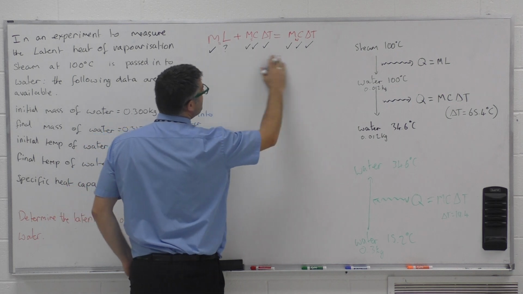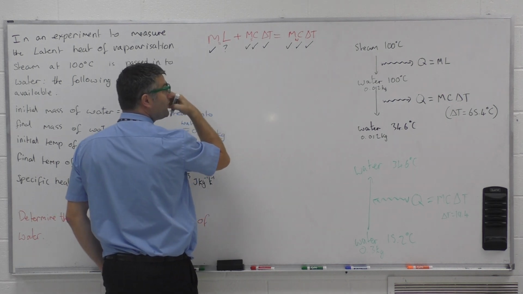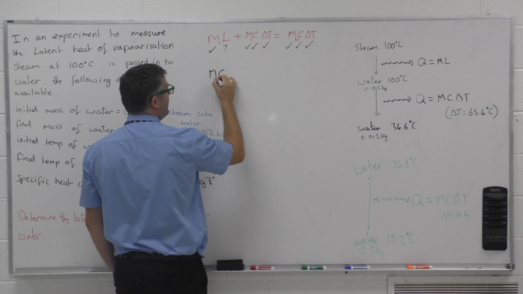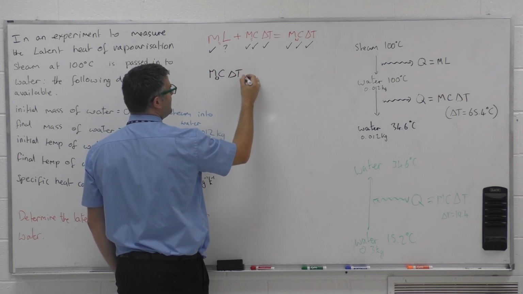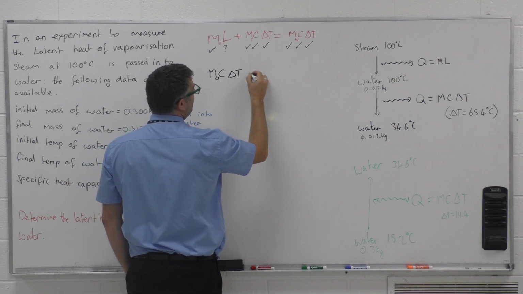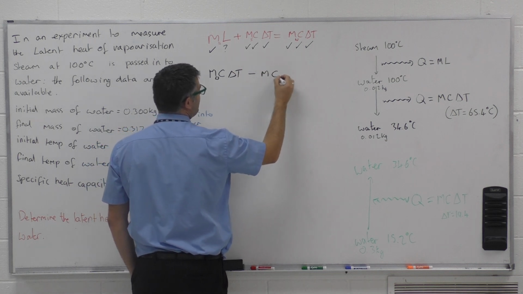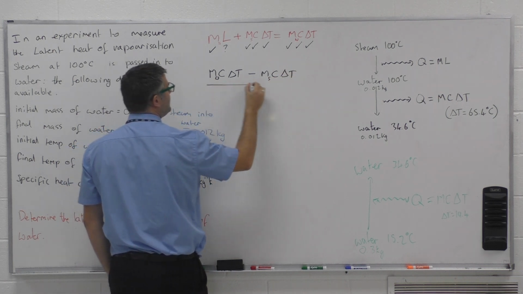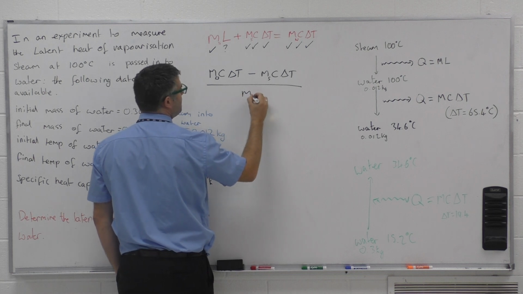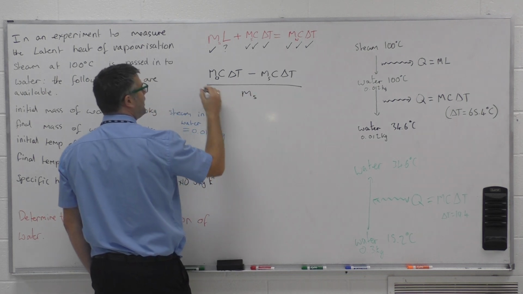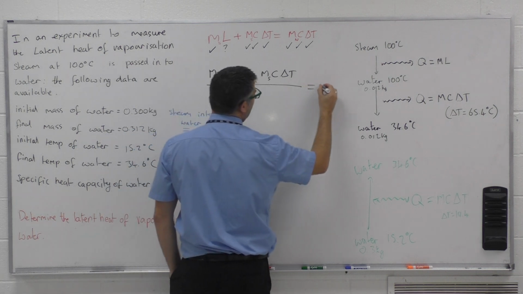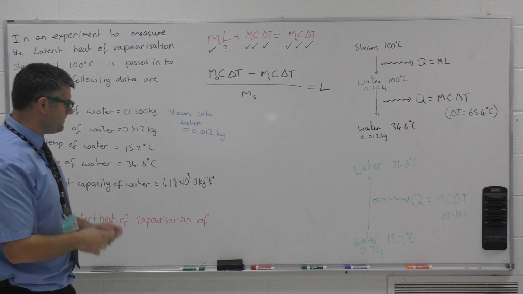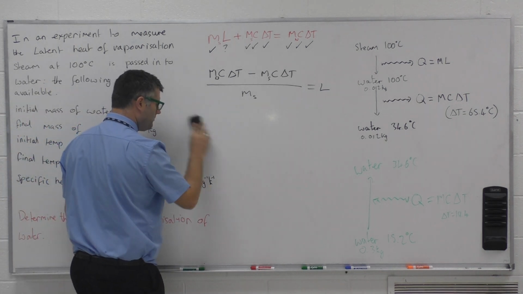Well, hopefully you're able to see here that I can just do a quick bit of algebra, which allows me to say that M_W C delta T minus M_S C delta T, divided by M_S, will equal my latent heat of vaporization. So let's fill in the numbers.